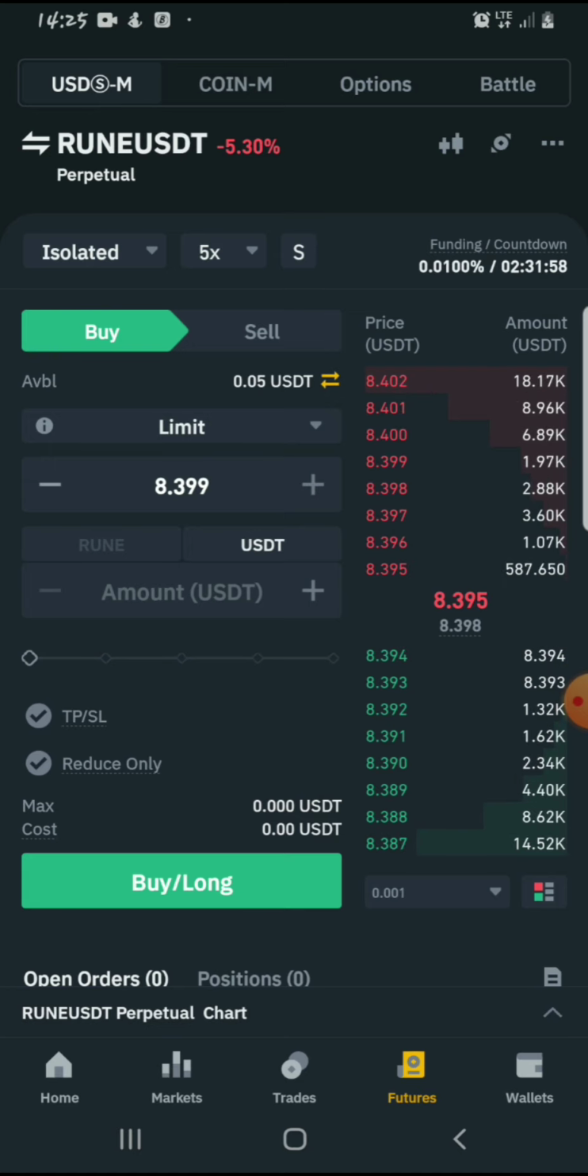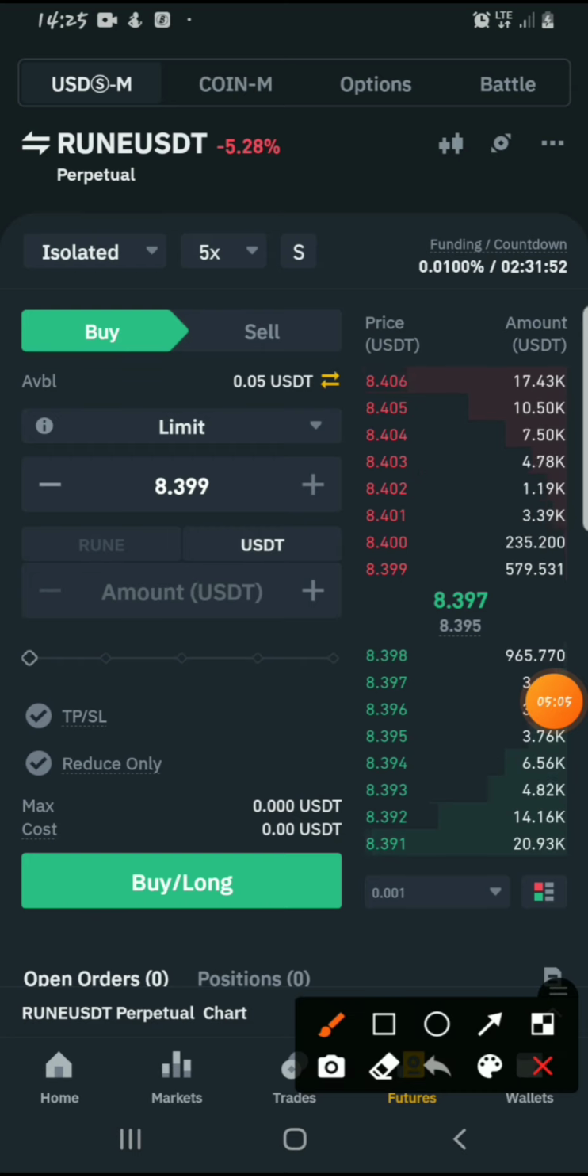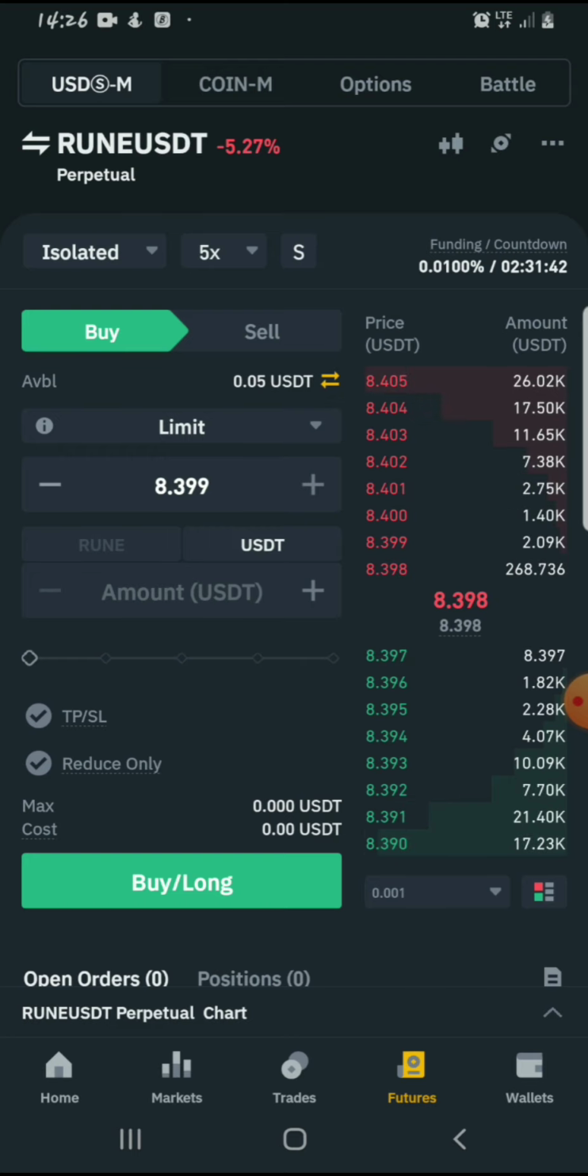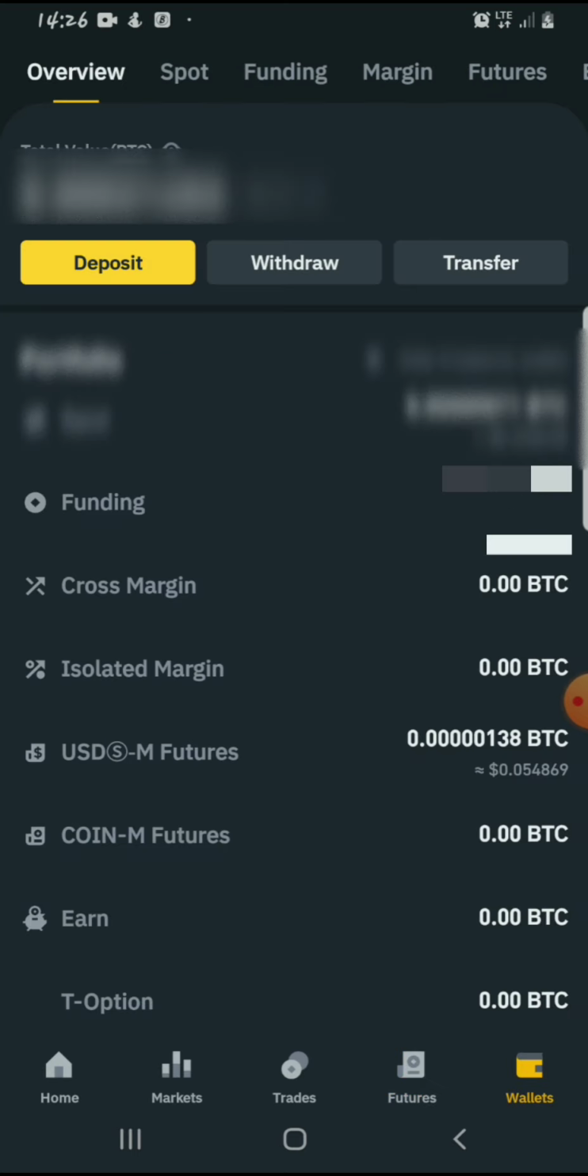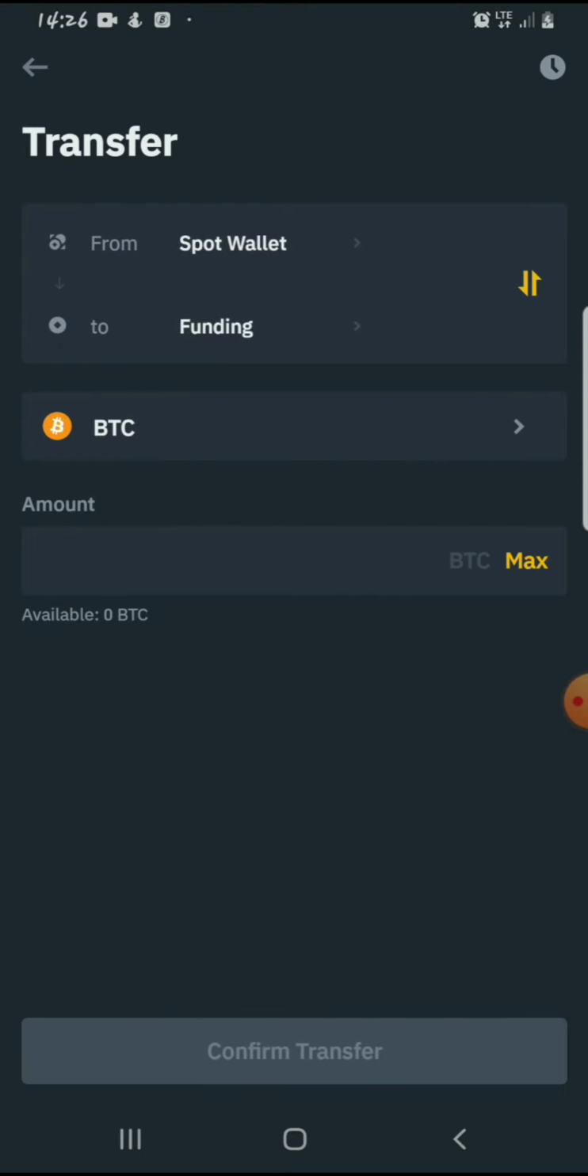So I'm going to transfer some assets into my futures. As you can see here, I don't have much balance. It's very, very empty. So I'm going to transfer some assets there. I think I'm on this page now. I'll transfer.